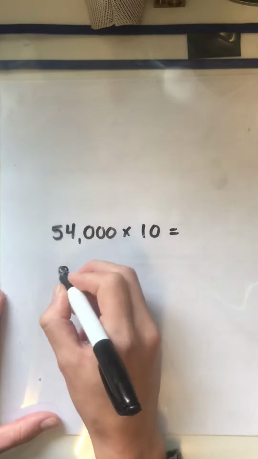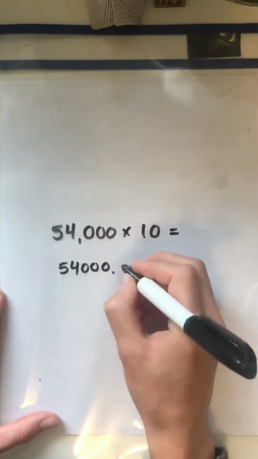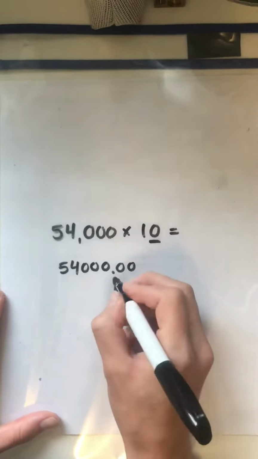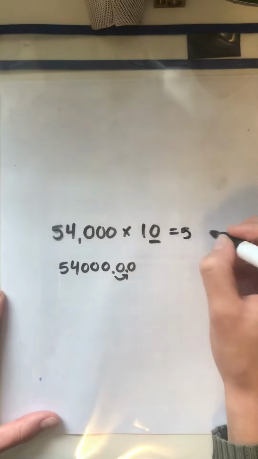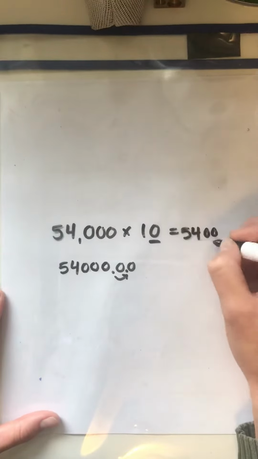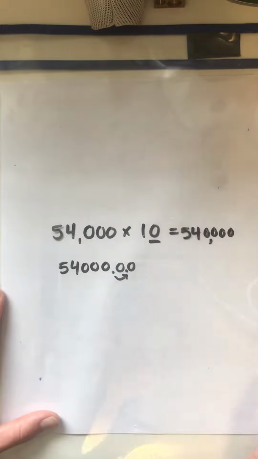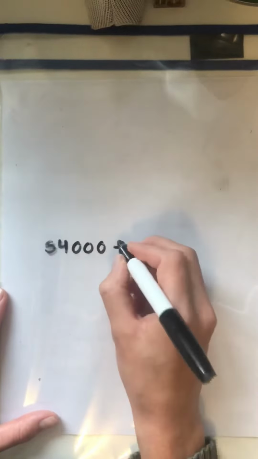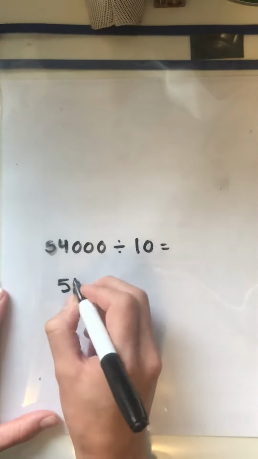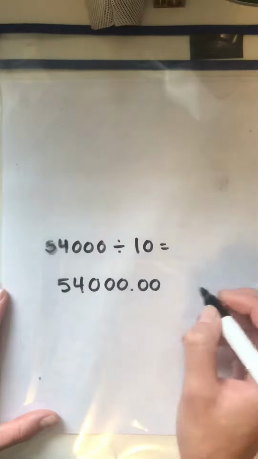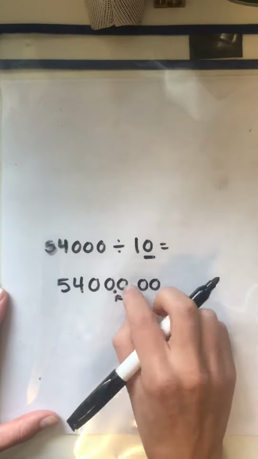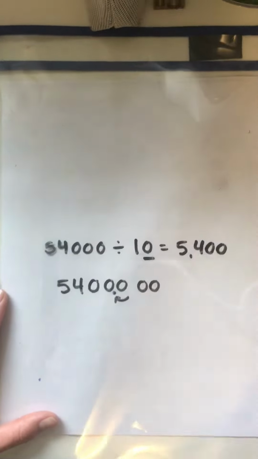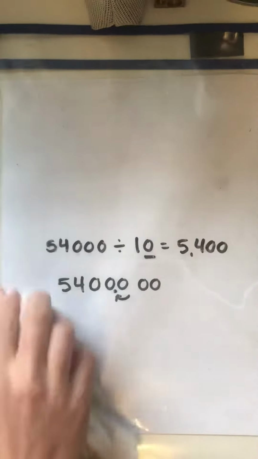So let's try our methods that we learned yesterday, the decimal method, and look at 54,000 times 10. There's 1 zero in 10, so I'm going to move that decimal over one space, and it makes 540,000. Now what if I divide by 10? I know that the decimal goes after the ones place, that 10 has 1 zero in it, so I'm going to move my decimal back one space, and my number becomes 5,400.